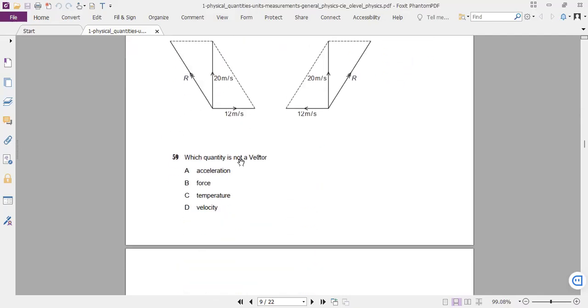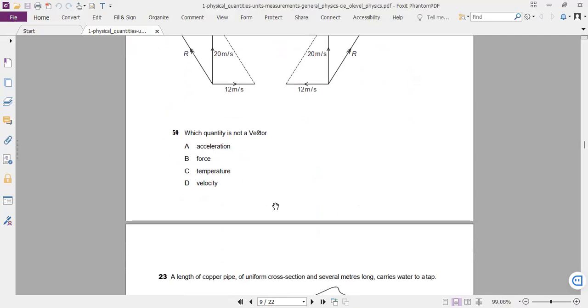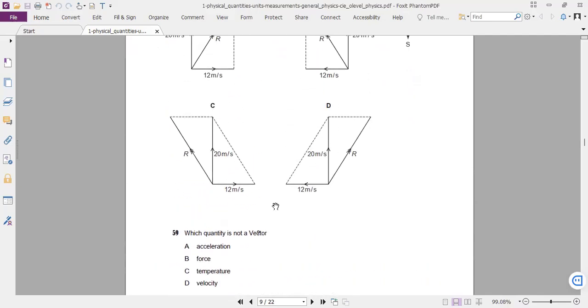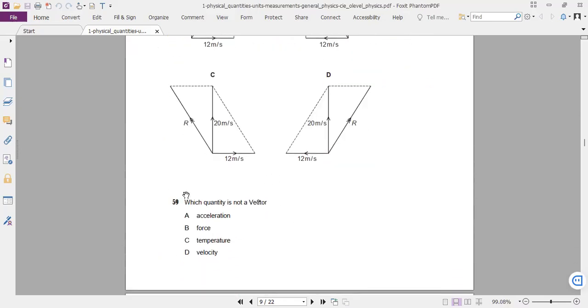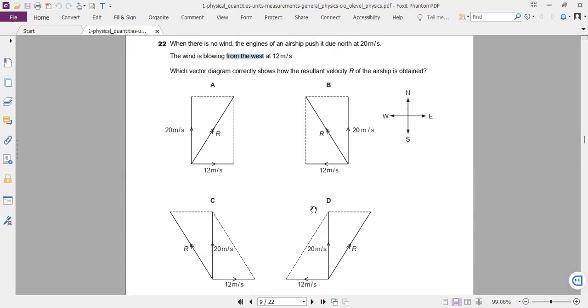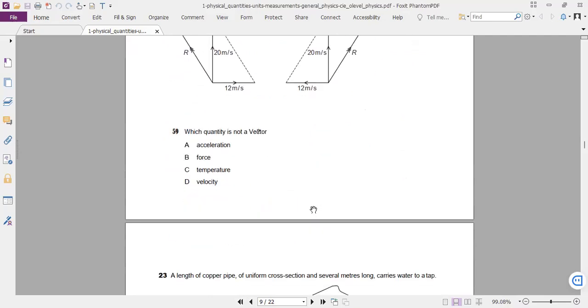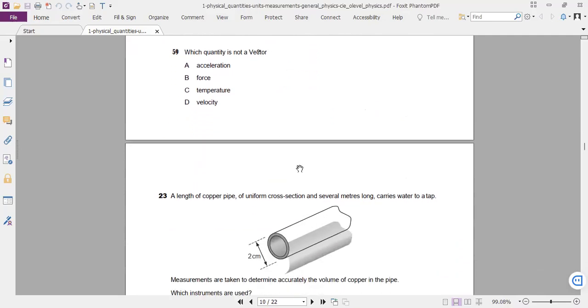It is a very simple question. Which one is not a vector? You should be able to do it. And please ignore the numbers. Just count the questions. Every day you must attempt 10 questions. Just count the questions. Ignore the numbers. These have got mixed up in order.